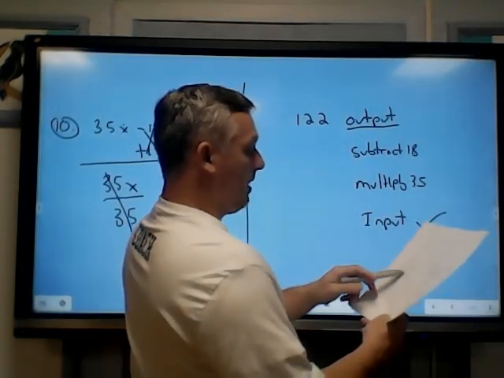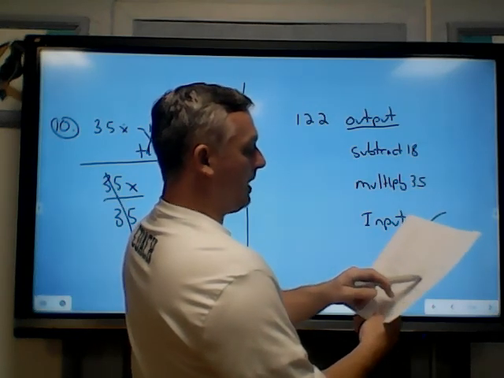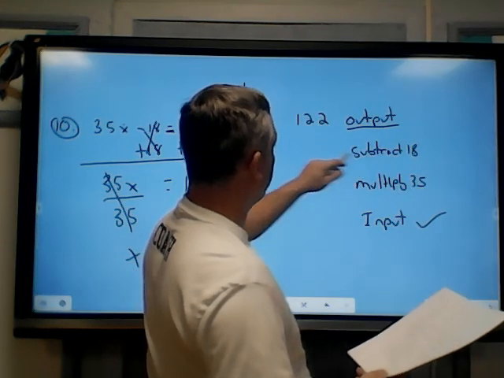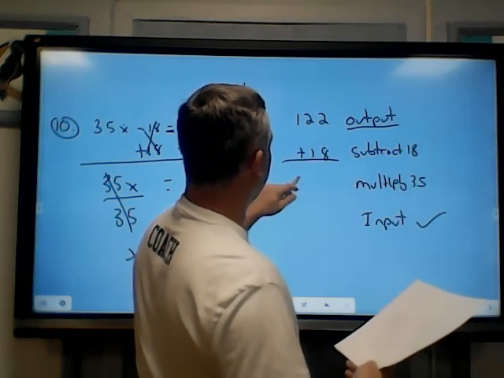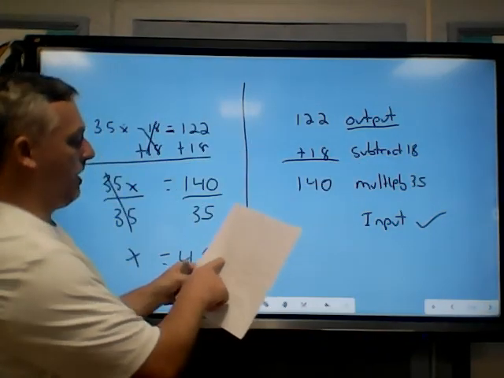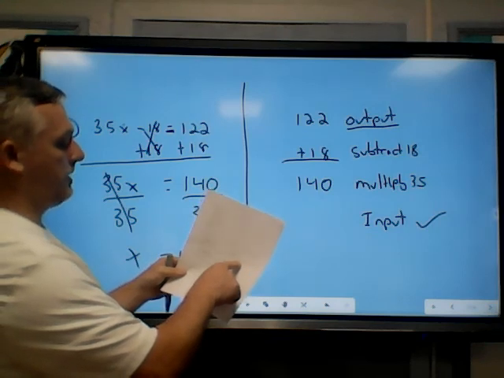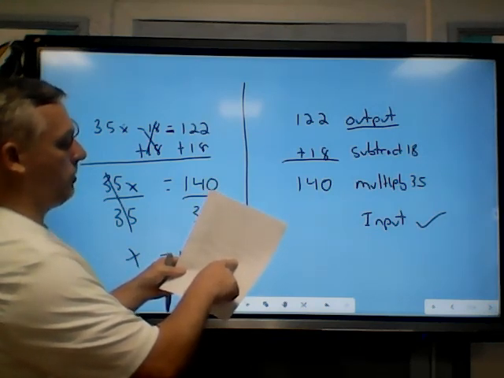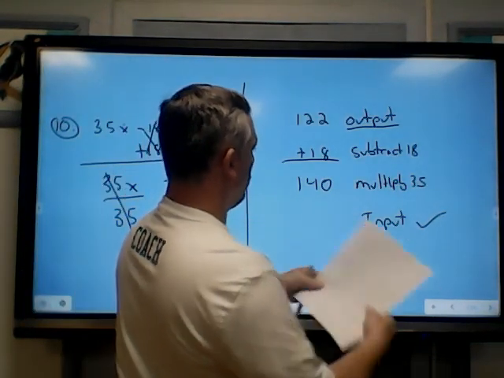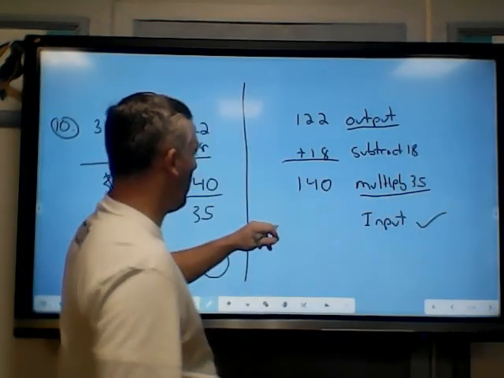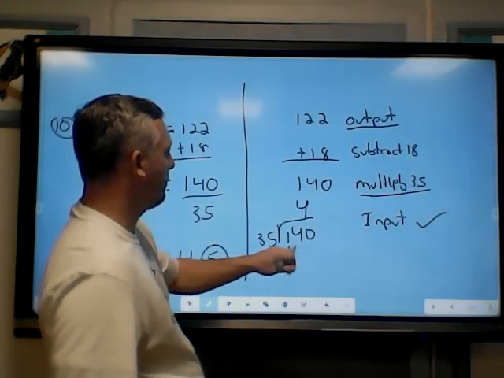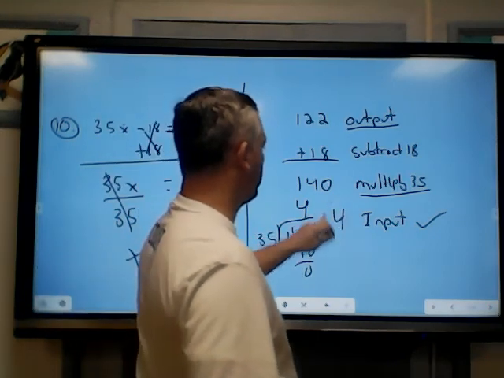It says the output is 122. If you read it backwards, the next thing it says is to subtract 18. So if it says to subtract 18, the opposite means you're going to add 18. So you always do the opposite of what it tells you in word form when you work it backwards. So the output's 122, go backwards. The next number I see is 18, and the operation says to subtract 18, so I add. Then working it backwards, the next number I see is 35, and it says to multiply by 35, so I'm going to do the opposite, which is to divide by 35, and I get 4. Therefore, my input is 4.